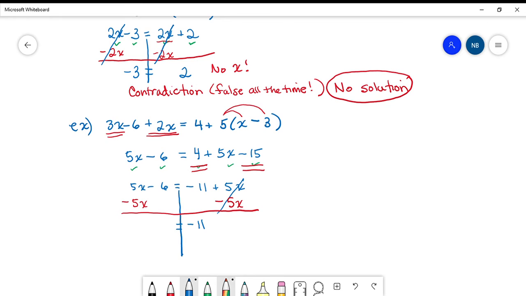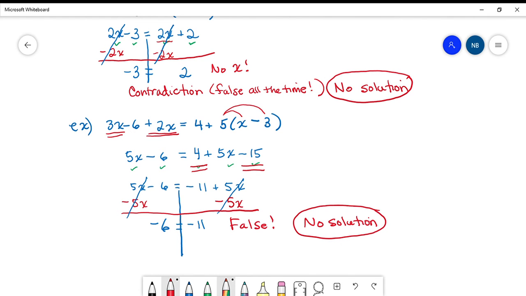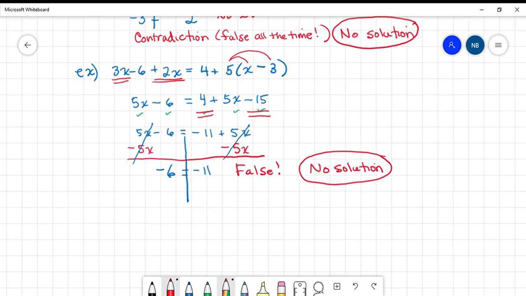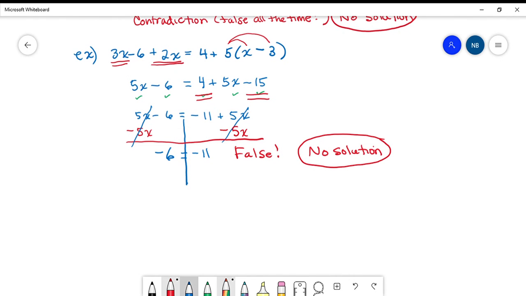5x minus 5x, 0 on the left as well, bringing down that negative 6. So again, my x's have disappeared from the problem, leaving behind a false statement. This is false. Negative 6 does not equal negative 11. So again, we have a contradiction. And that means we have no solution at all.